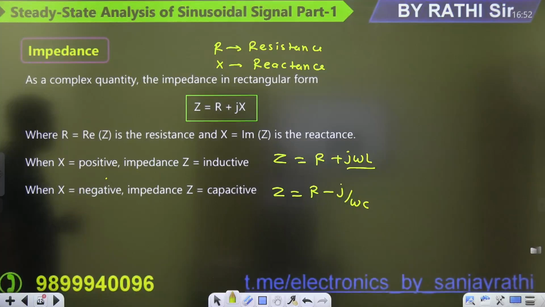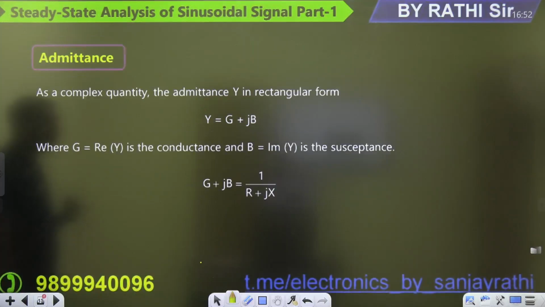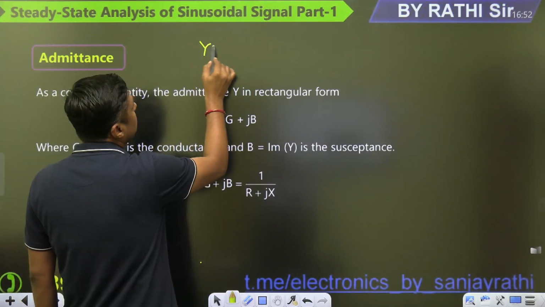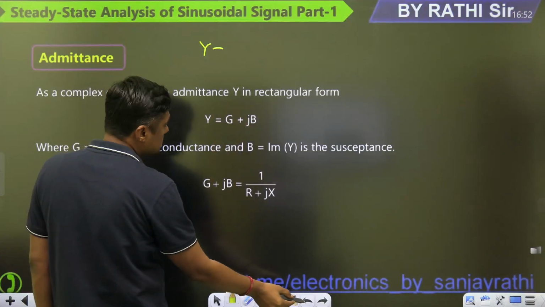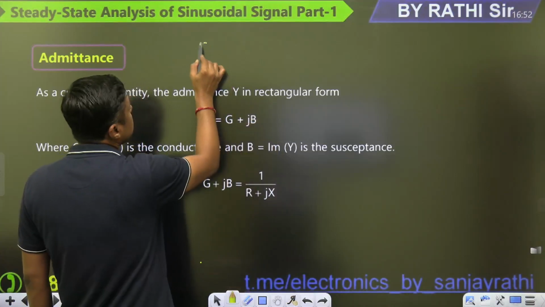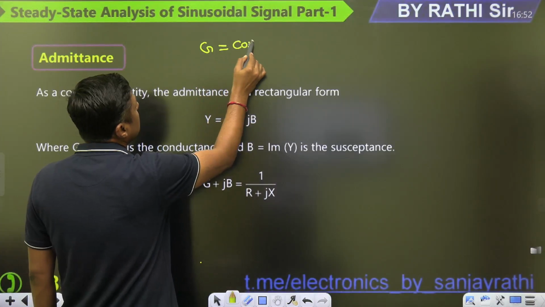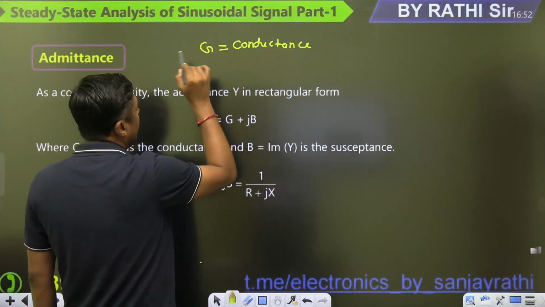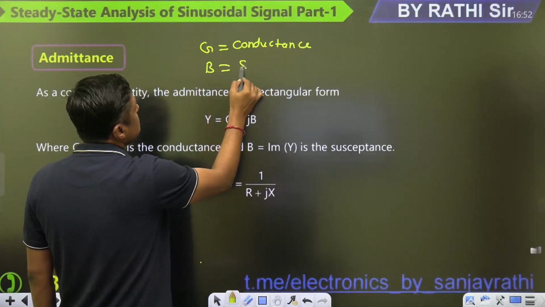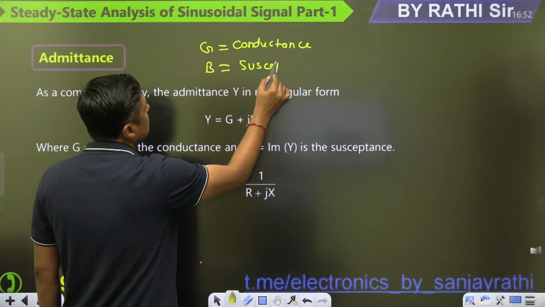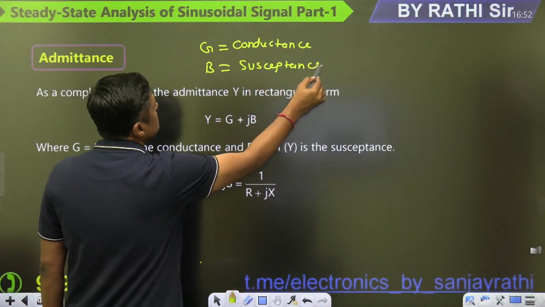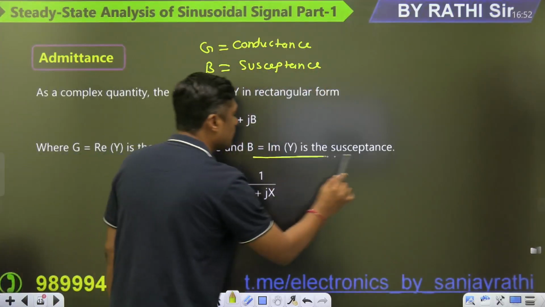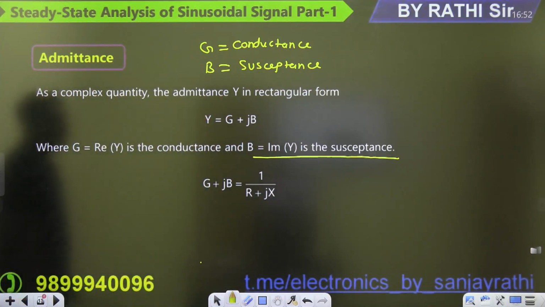Then what is the admittance? G plus jB. Here G is known as conductance. The real part is known as conductance. And B is called susceptance. B is called susceptance. This is written here.